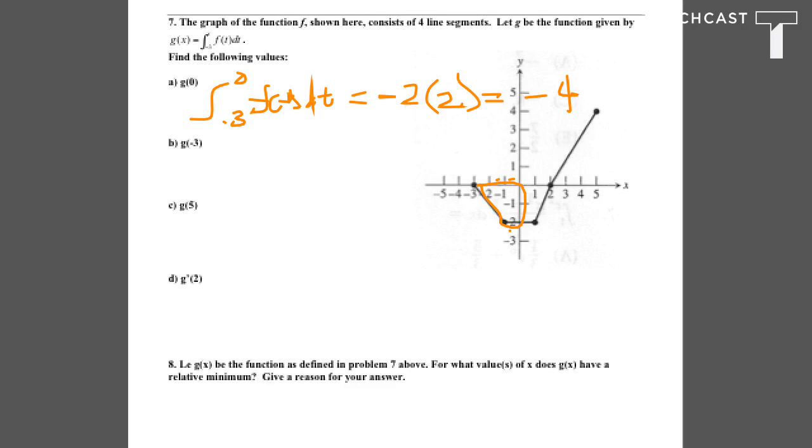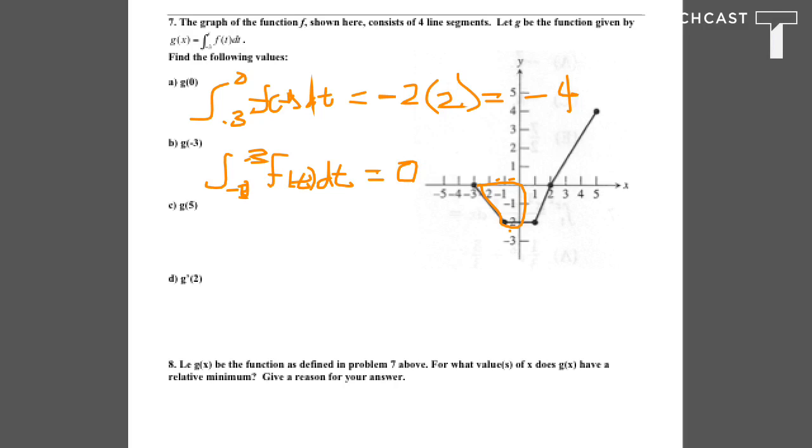I've been asked to find g of -3. That's going to be easy. That means the integral from -3 to -3 of f of t dt. But notice that that was a -3. My lower limit and my upper limit match, which gives an area of 0.